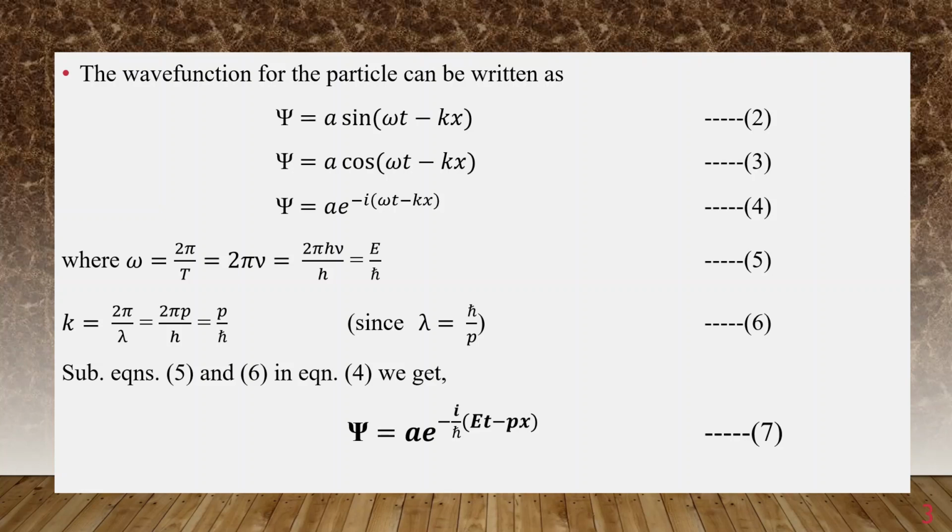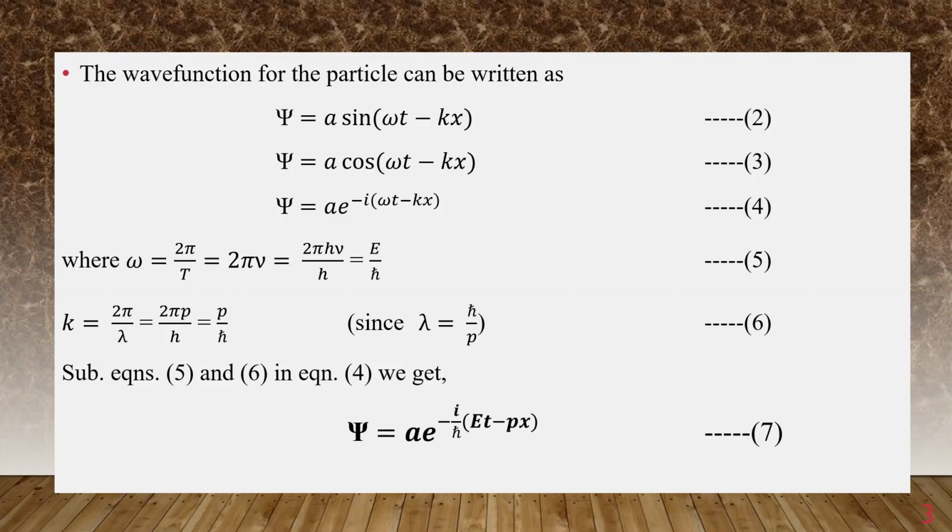Now substituting equations 5 and 6 in equation 4. You can see psi is equal to a into e raised to minus i into, instead of omega I can write E by h cross into t, minus, instead of k I can write p by h cross into x. Inside the bracket there is a common factor 1 by h cut, so I can take it outside. The solution of this differential equation becomes psi is equal to a e raised to minus i by h cross, Et minus px. Put it as equation number 7. This is our equation to derive the Schrodinger wave equation.